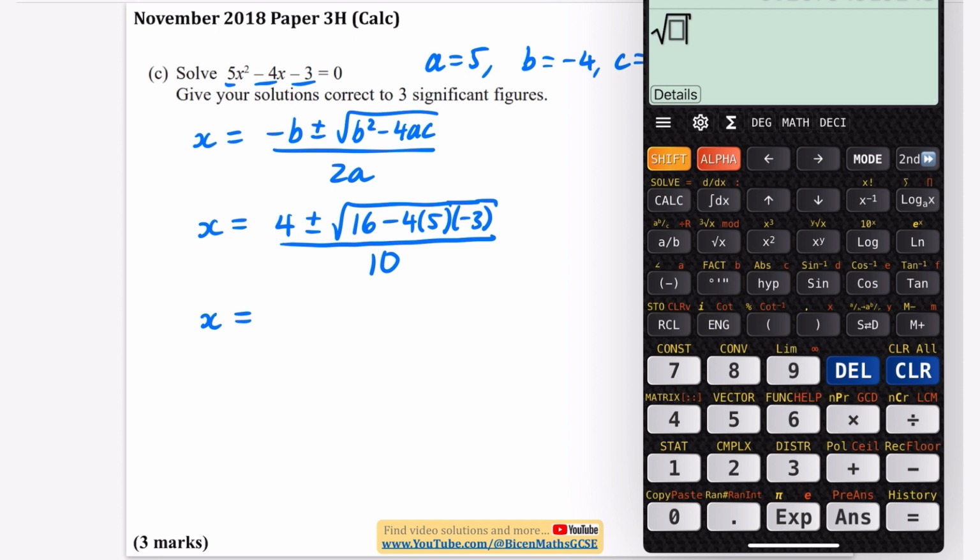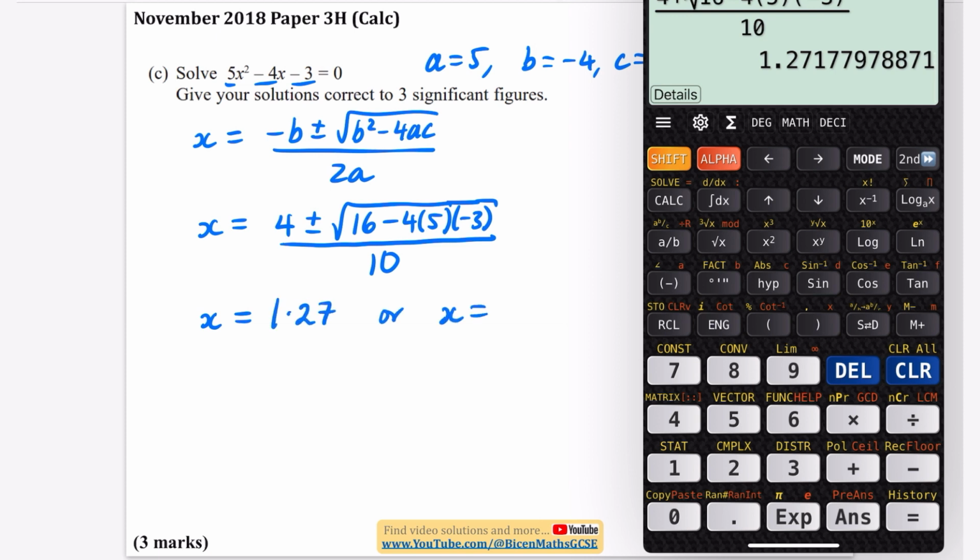So when I put this in the calculator, I am going to begin by doing my fraction button, and I'm going to do 4 plus the square root of 16 minus 4, brackets 5, brackets minus 3. And then on the bottom, I'm going to put 10. Now to 3 significant figures, that is 1.27. Now I'm going to go back through the calculator, and I'm going to change it from a plus at the beginning of the square root to a minus at the beginning of the square root. And to 3 significant figures, that is 0.472. So those are our 2 solutions that we've got there.